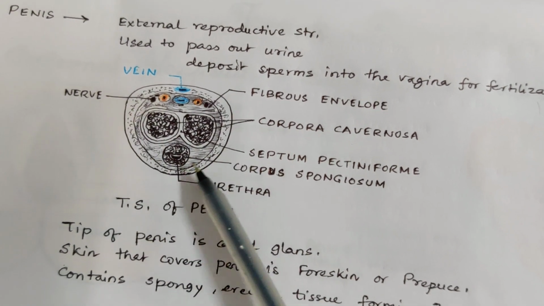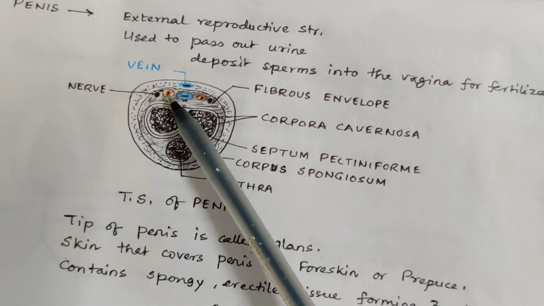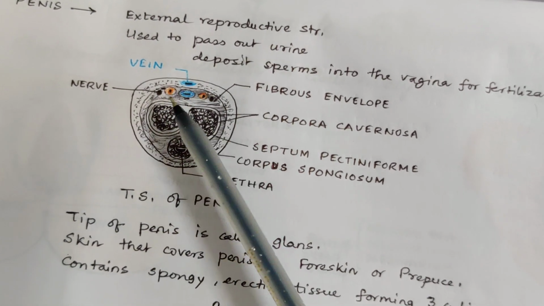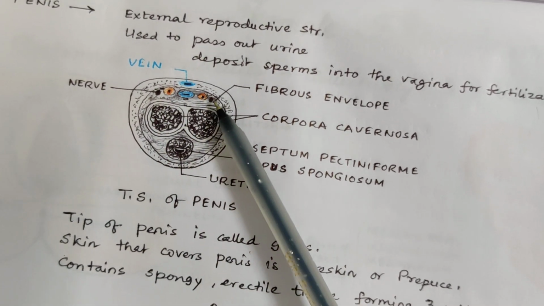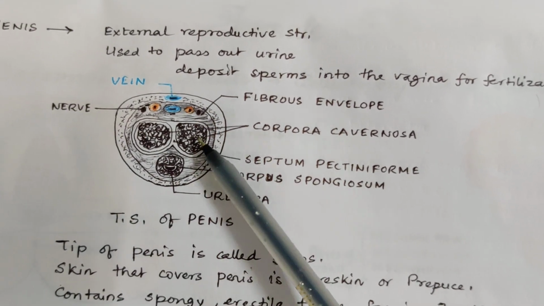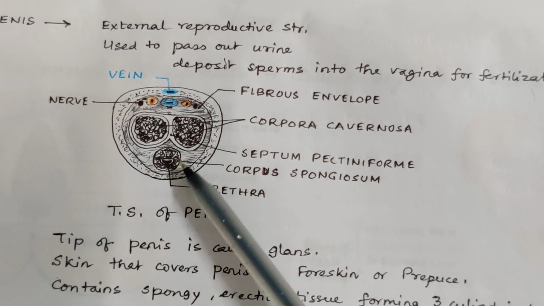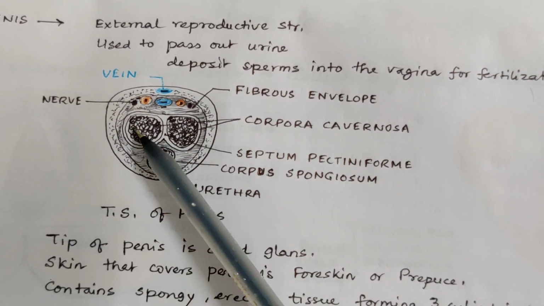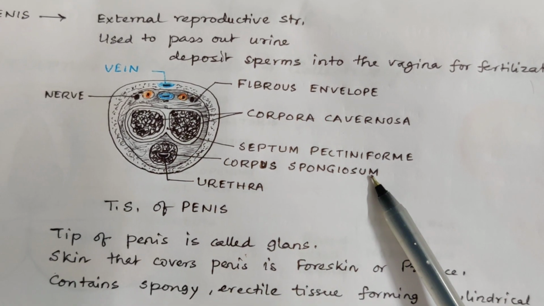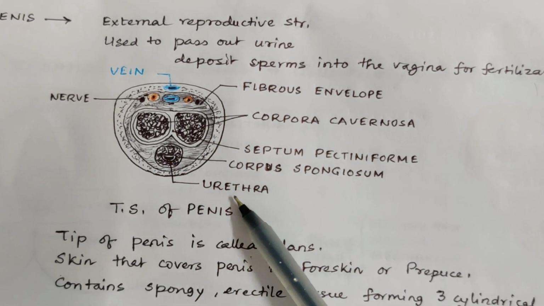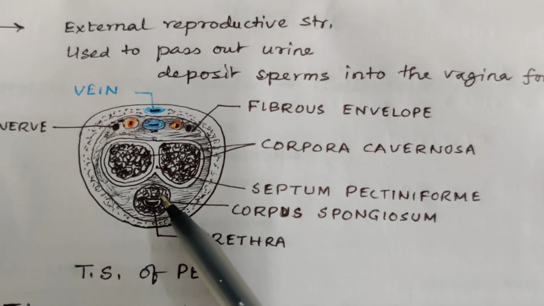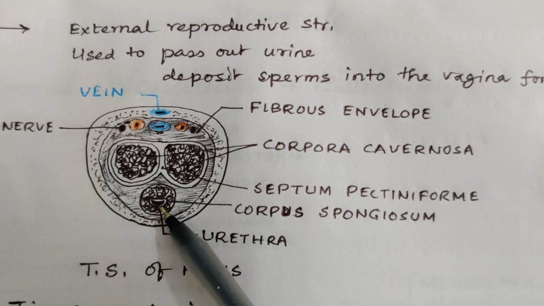This is the transverse section of the penis. These are the blood vessels. This is the vein, and these are the arteries. This dotted structure is the nerves. It contains a fibrous envelope, and these are the spongy tissues. A pair of corpora cavernosa and a single corpus spongiosum. Within the corpus spongiosum you can see the urethra over here. If you look closer, you can find the urethra is here.